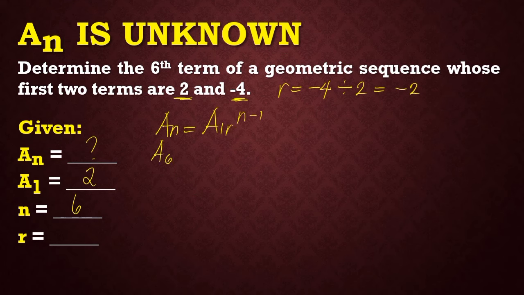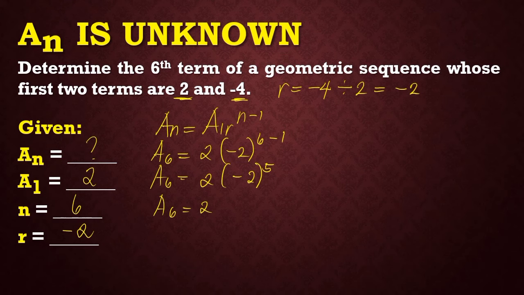So, a sub 6 is equal to, the first term is 2, and then the common ratio is -2. And then, our n is 6. And then, a sub 6 is equal to 2 times -2 raised to 6 minus 1, that is 5. And then, yung -2, i-raise muna natin siya to the fifth power bago natin siya i-multiply sa 2. So, kapag ang -2, ni-raise to the fifth power, ang sagot ay -32.